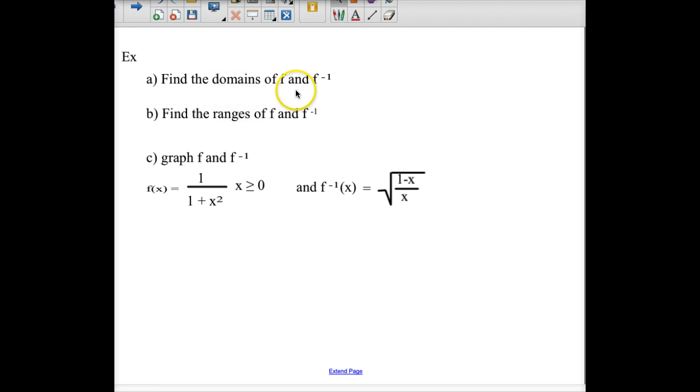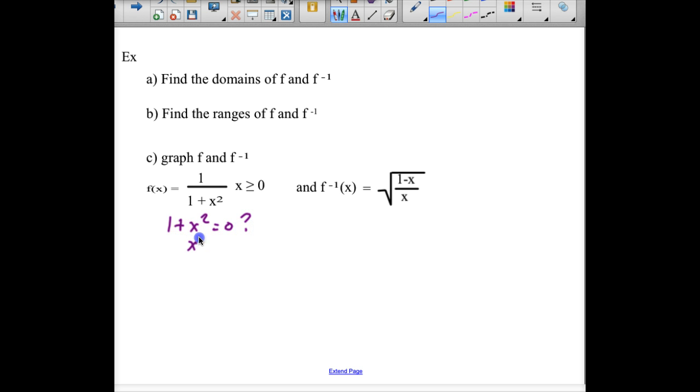Remember how to find the domains and ranges of f and its inverse, and then graph f and its inverse. If these are our two functions, this is f of x and this is the inverse. So domain, remember, domain is all the possible numbers we can put in. And since we have a fraction, the first thing you can think of is, we might have a problem in the denominator here because denominators can never equal 0. What would make this denominator equal 0? We better figure that out. Could this ever equal 0?